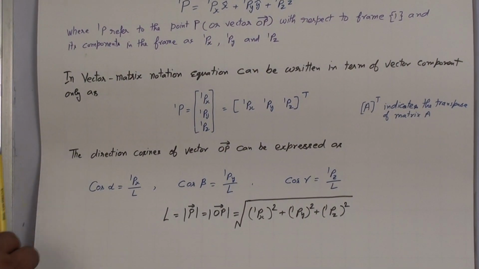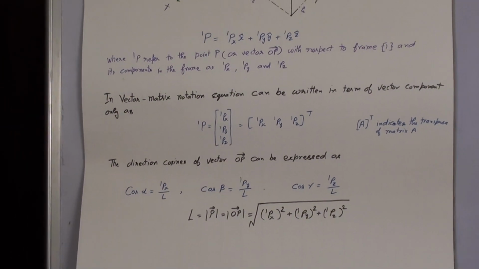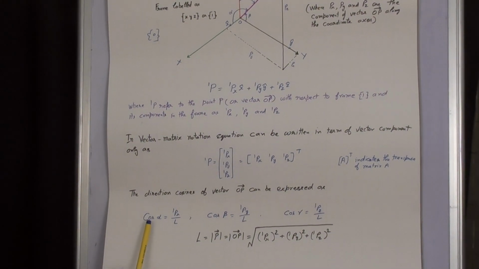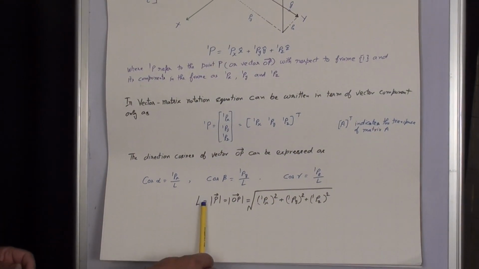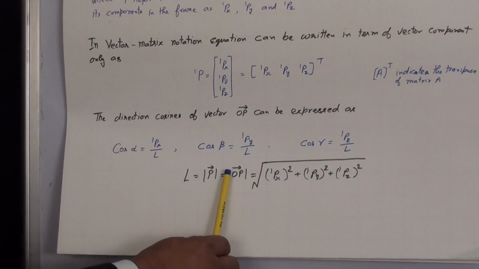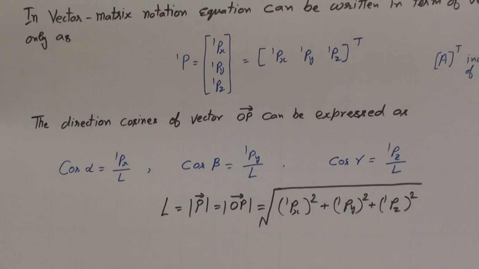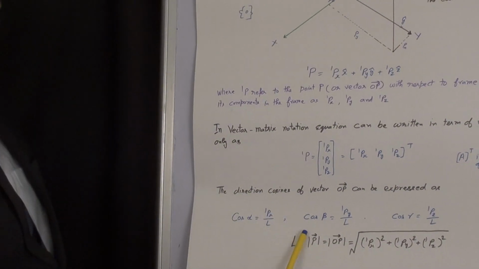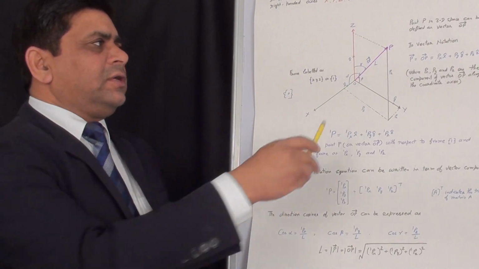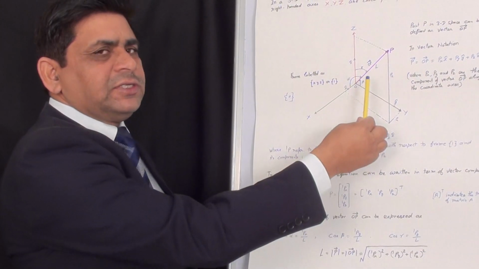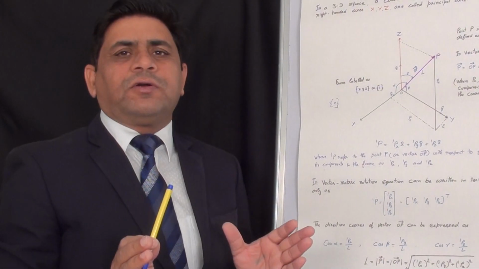We can also find out the value of L by using the direction cosines of vector OP, which can be expressed as cosine of alpha, cosine of beta, and cosine of gamma. The overall equation for L can be written as this, where the magnitude of vector OP can be represented by this equation. In this way, the position of a point P in three-dimensional space can be found out. This is the basic fundamental equation to find out the point P in three-dimensional space. It is a very fundamental part of mathematics which we use to find out the kinematic analysis.